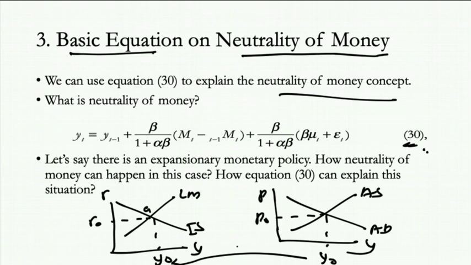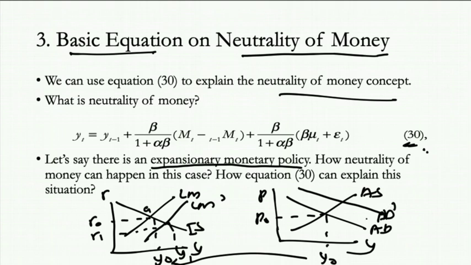Now here, let's say there is an increase in money supply, or it is called expansionary monetary policy. Obviously, LM will shift to the right, isn't it? Then you can see interest rate falls, output increases. In the second graph, because expansionary monetary policy means increased money, it increases aggregate demand, to the right. So you can see output also increases, and at the same time price also increases. This only happens in the short run.